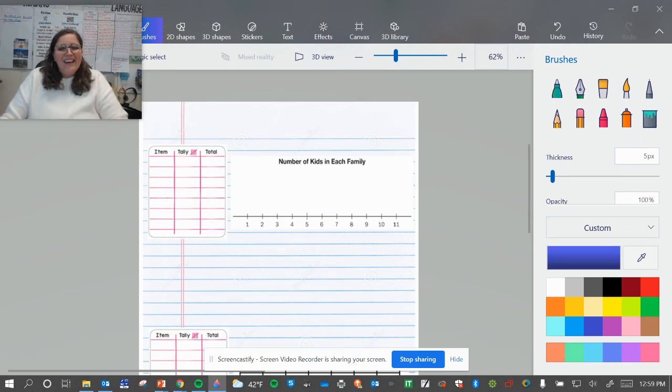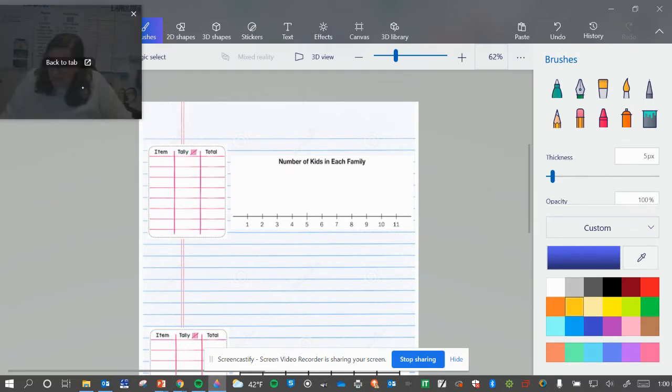Hello, guys. Okay, so we've made tally charts, we've made picture graphs, we've made bar graphs. Now we get to make line plots. So exciting. So your title is Making Line Plots.